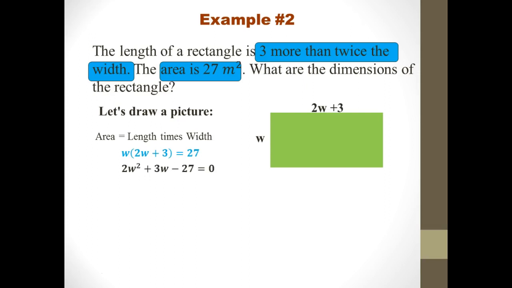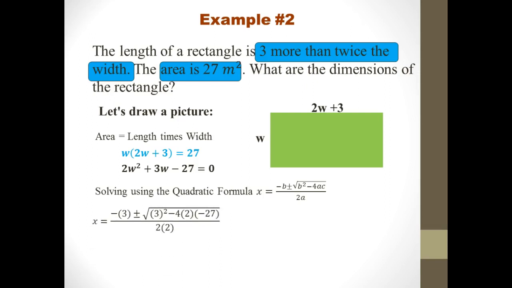You see that here I have distributed the w across 2w plus 3 and subtracted 27 from both sides. Now that I know what my values of a, b, and c are, I can use the quadratic formula. You see that work here. I always calculate what's underneath the radical first. This one happens to be 225, and that's lucky for us because the square root of 225 is 15. Now all I have to do is calculate my positive and negative cases.